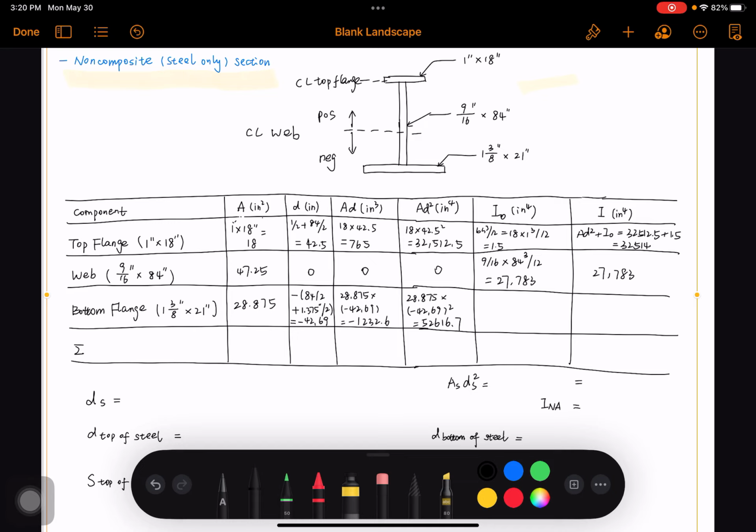I-girder is 21 inch times 1.375 to the cube divided by 12, which gives 4.55 inch to the fourth power, and I equal to 52616.7 plus 4.55 equal to 52621.